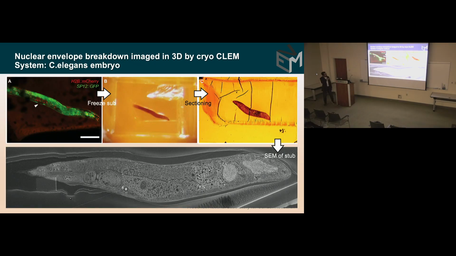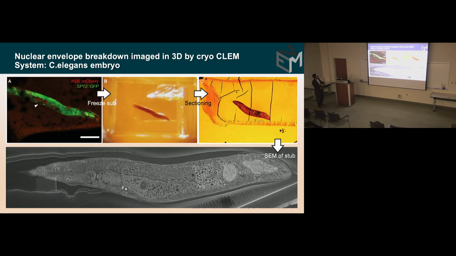And this is the whole worm. So this is a C. elegans worm imaged under cryogenic conditions by fluorescence. And H2B is a marker for DNA. SP12, as I mentioned, shows you where the cytoplasm is. So we're interested in these guys right here.